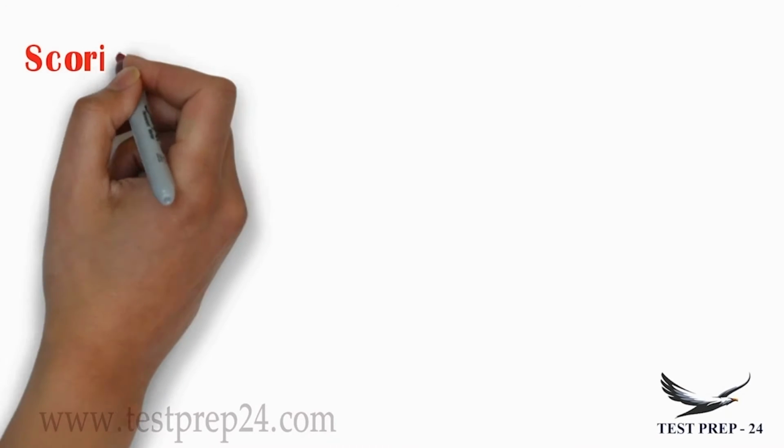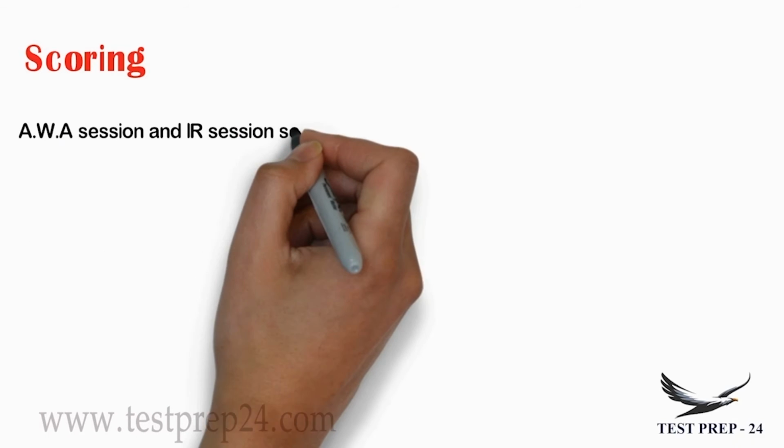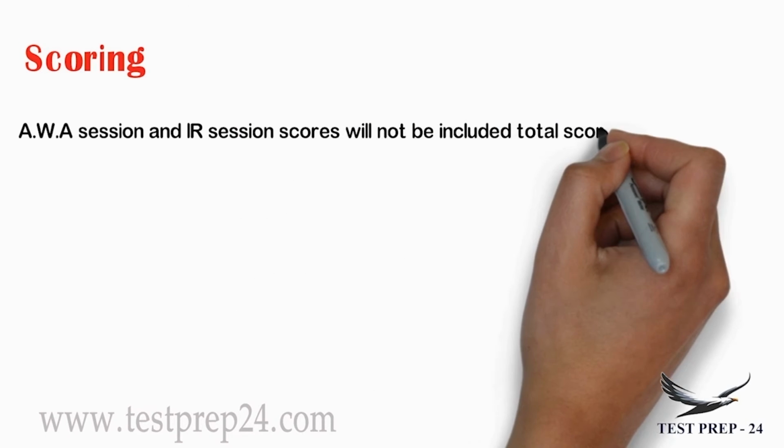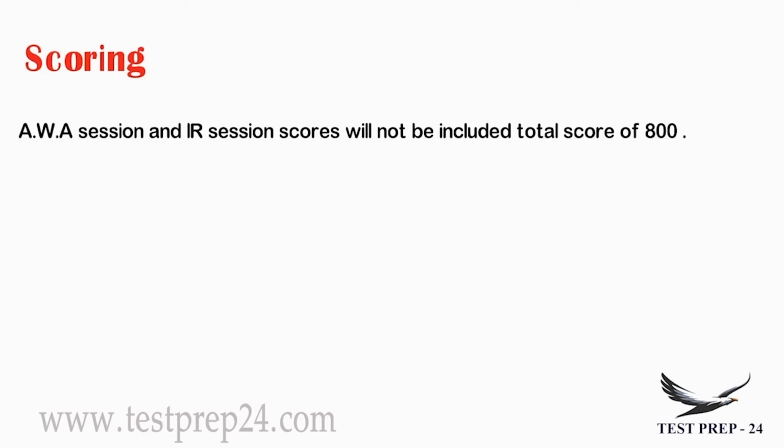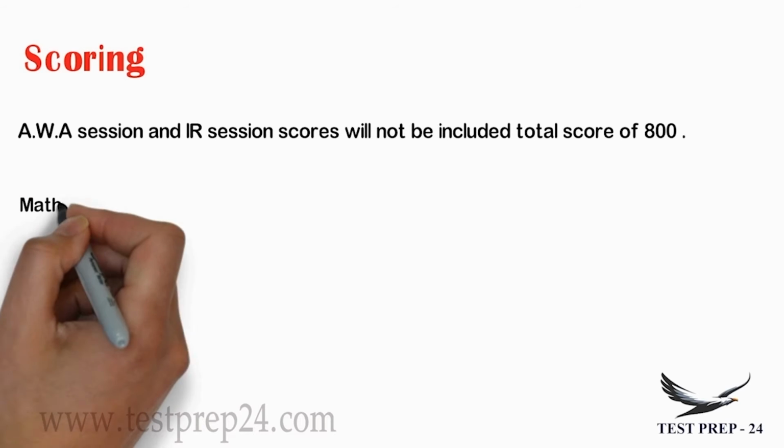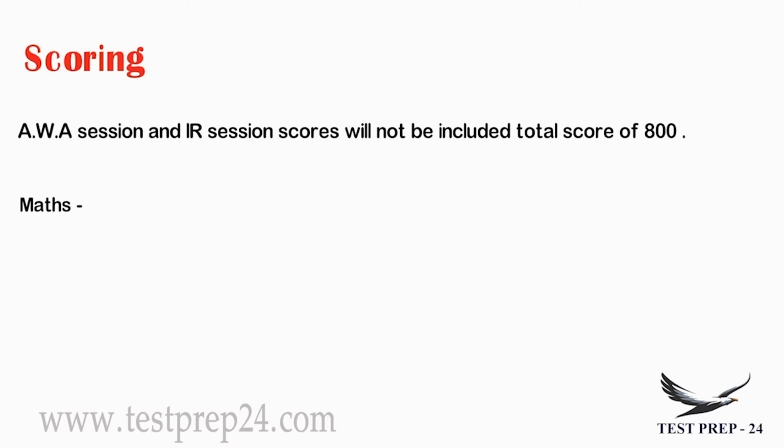Let's discuss scoring now. AWA section and IR section scores will not be included in your total score of 800. The AWA score ranges from 0 to 6 with an increment of 0.5, and the IR section has a scale from 1 to 8 with an increment of 1 point.